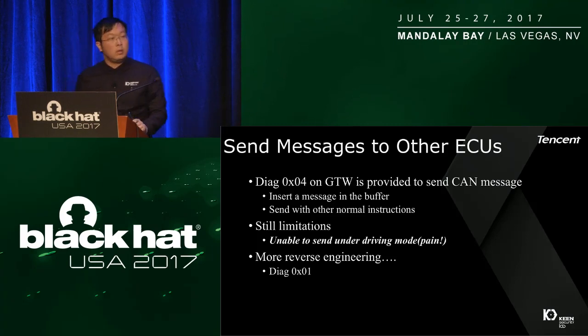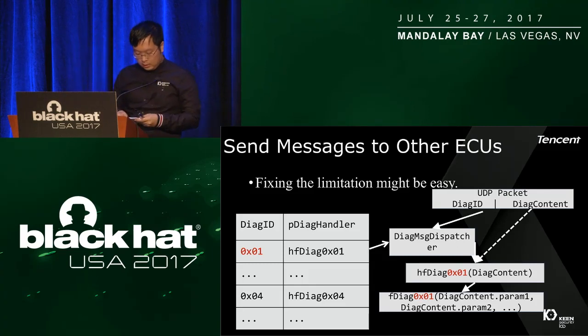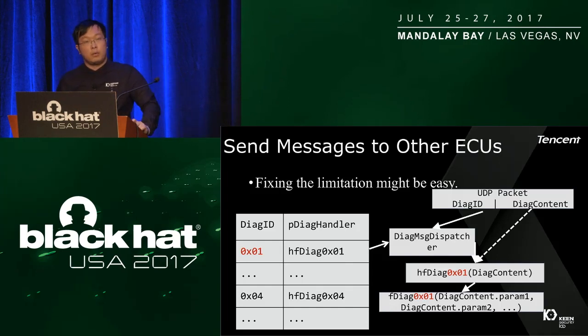We did some more reverse engineering, and we found another function. Here is the process of the diagnostic packet. The diagnostic packet has an ID and it has content. The ID will be checked by the dispatcher, and the dispatcher will look it up in a table to find the handler. The handler will do something like argument checks and type conversions, and after all these things, it will call the real function, which here is FDAG1.